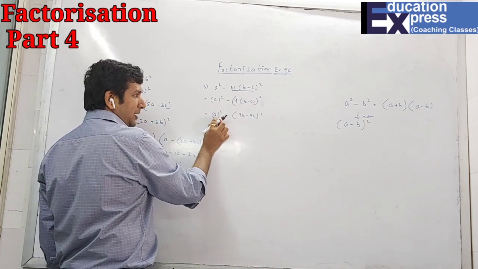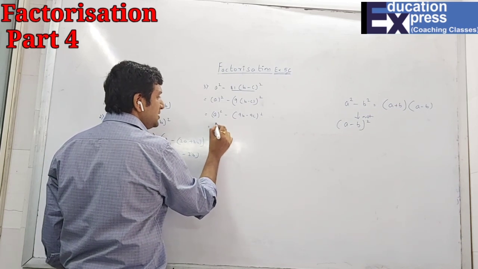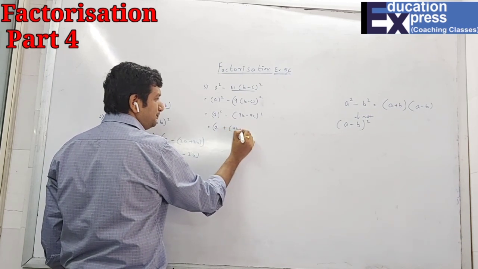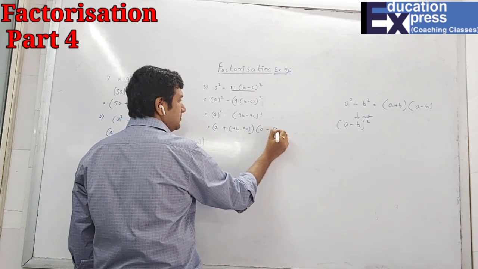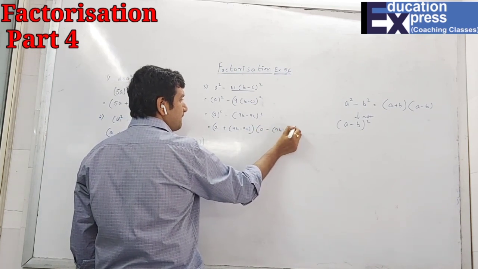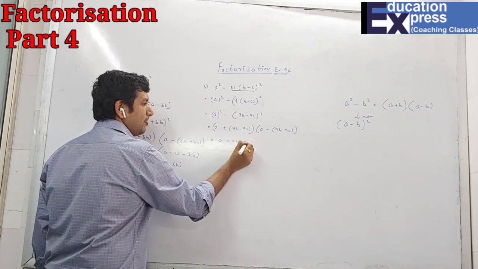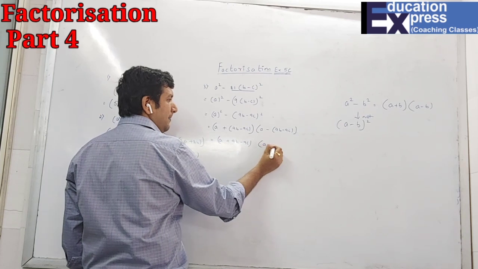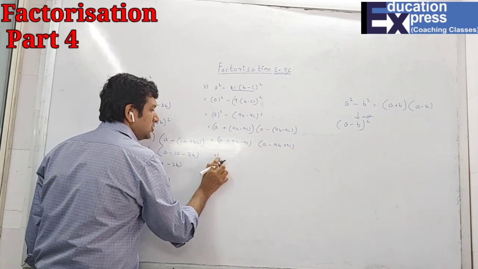So what is a, and what is b? b is 9b minus 9c. So a plus, I have told you to put the brackets, and a minus. So the answer is a plus, a minus.